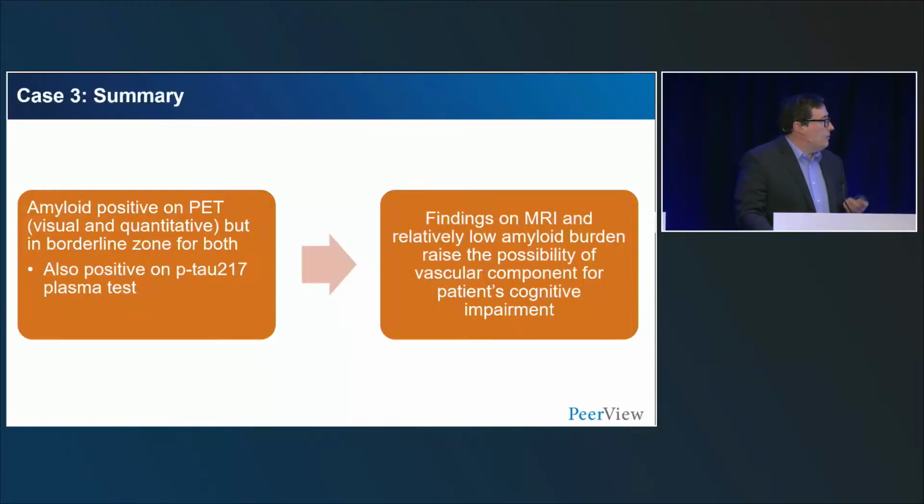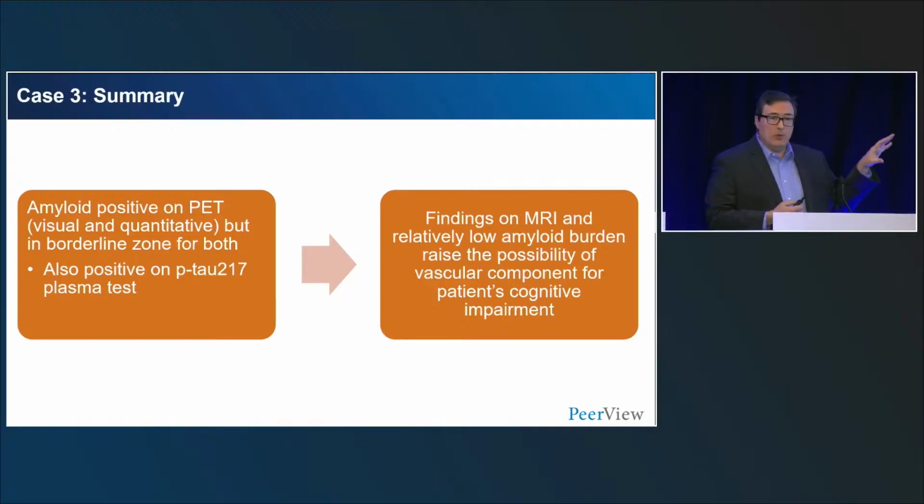All right. So it's kind of in this borderline zone. They did have a positive p-tau217. And I think what's kind of interesting, in addition to the imaging and interpretation point, is at this low level of amyloid burden, it's at least worth thinking about, does this patient have multiple causes or even just a different cause of their cognitive impairment, and they just happen to have amyloid pathology.